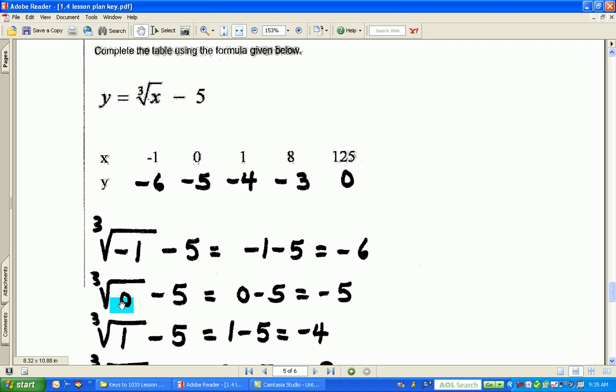Look at the next example. The cube root of 0, since we're plugging in 0. What times what gives me 0? Well, that would be 0. So the cube root of 0 is 0. 0 minus 5 is -5. That's how come when we put in 0 for x, we get out -5 for y. And so on. So let's look at the next few.